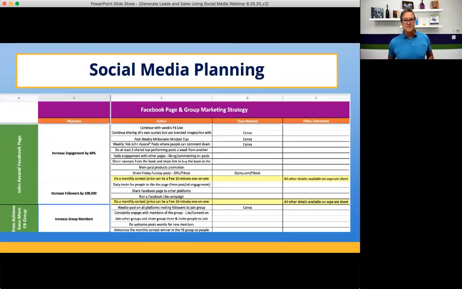Let me share with you a sample of one of our Facebook page and group marketing strategy. So if you take a look at, on the left, we have the objective of increase engagement by 40%, increase followers by 100,000, increase group members into the Achieve Even More group. Then we come up with, how are we going to do that, right? And then we look at what are the tools that we need, and then other comments. A simple little planning document to outline what you're going to do, right? So do monthly contests. Prize can be free, 10-minute one-on-one. Daily invites for people to like the page. Share Facebook page to other platforms. Run a Facebook like campaign. You come up with the things that you can do based on the ability that you have to do it, whether time and resources. And so you want to create a social media plan.